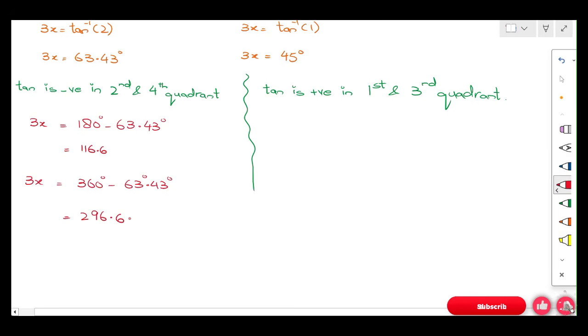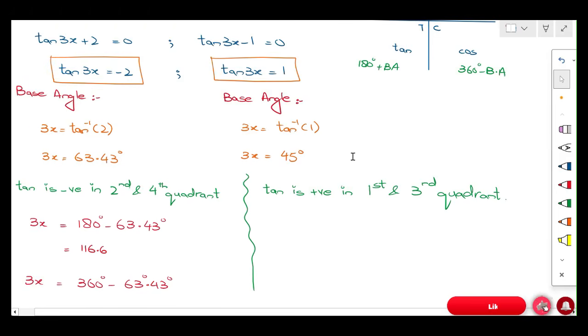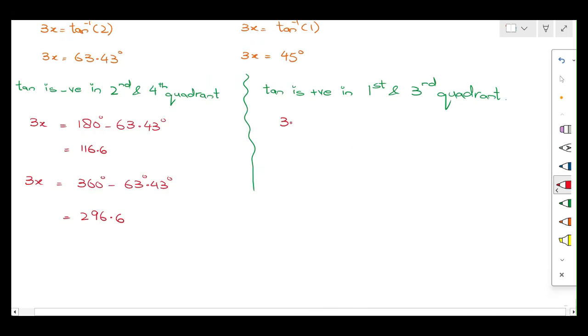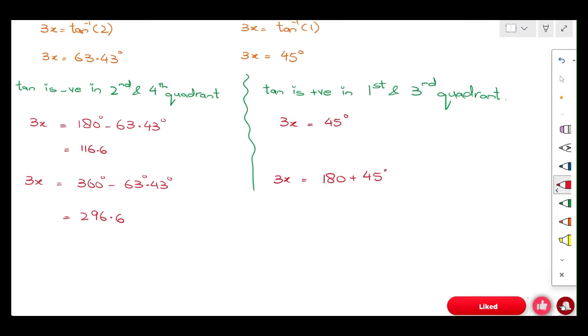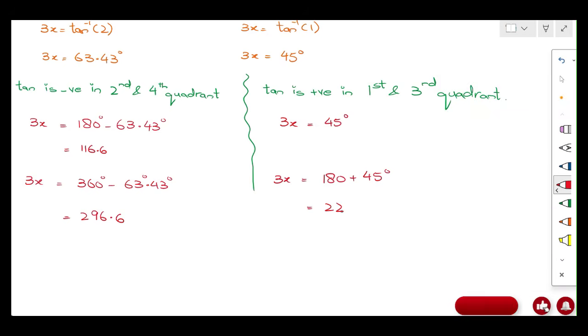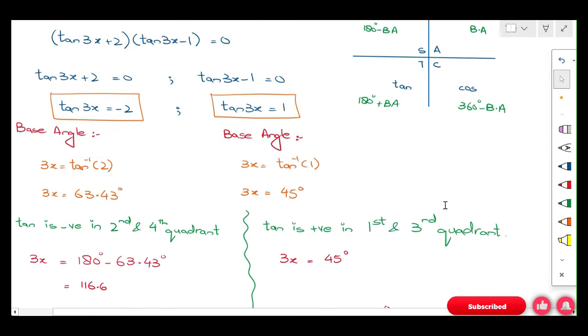296.6. Now the next tangent is positive, because tangent is positive in the first and third quadrants. First is the base angle, then 180 plus the base angle. So the angle is the base angle, 45 degrees, and here the angle is 180 plus the base angle, which is 45 degrees. 180 plus 45 is 225. So as you can see, 45, 225, 116, 296, all of them belong to 0 to 360.